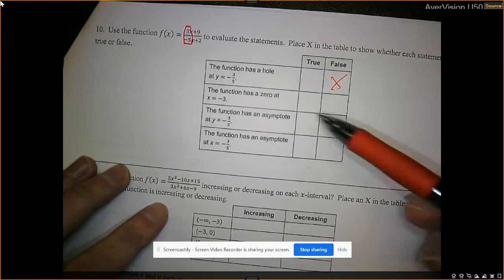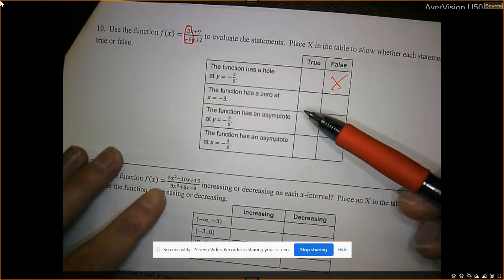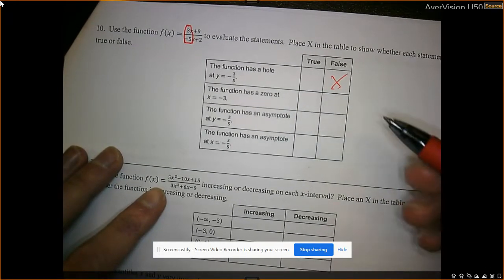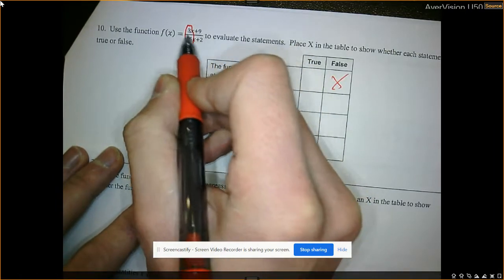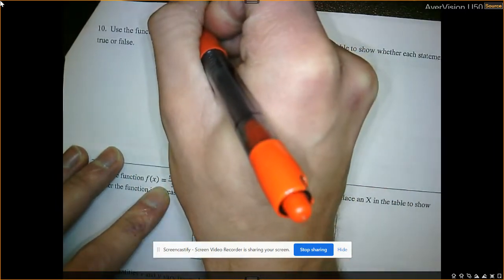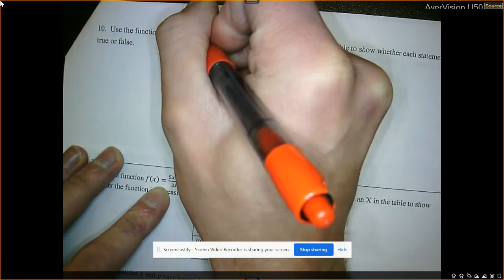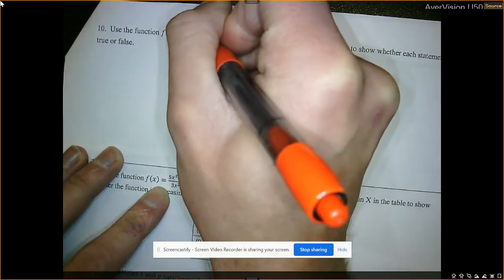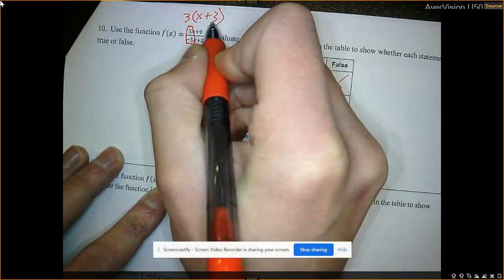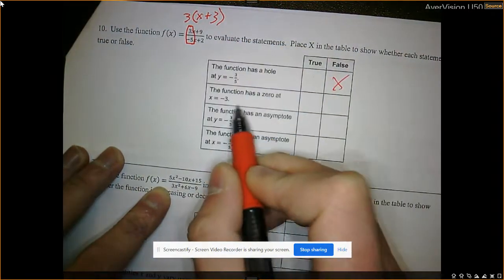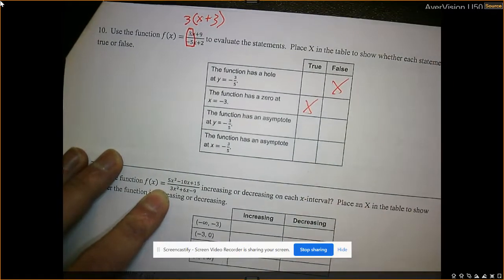Okay, the function has a 0 at x equals negative 3. Well, we can do that by figuring out, well, let's actually factor this. 3x plus 9 can be factored. Pull out a 3 of each of those. Pull a 3 out of 3x, you get an x. Pull out a 3 out of 9, you get x plus 3. What's going to make x plus 3 equal 0? That is negative 3, so that makes this true.